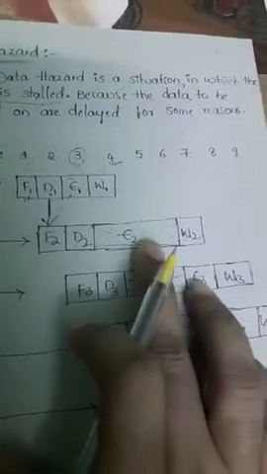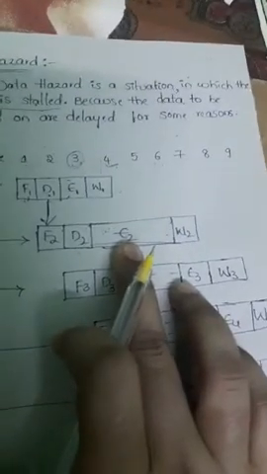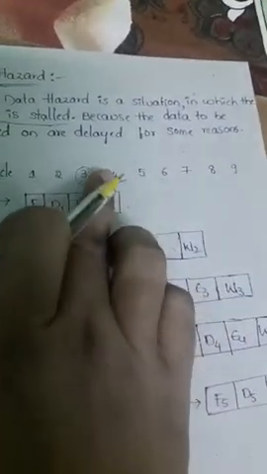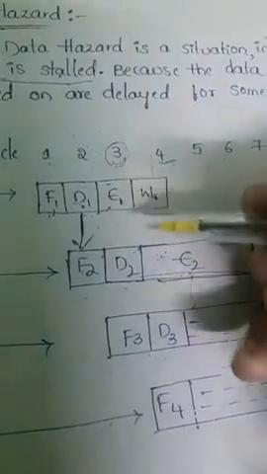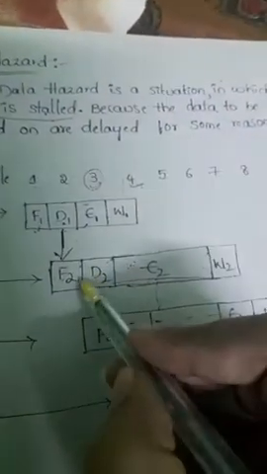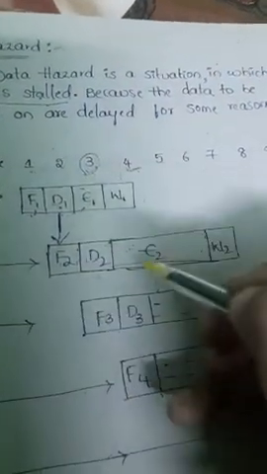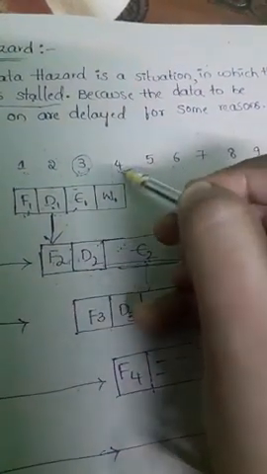Actually this E2 must be completed at the end of the 4th clock only. Just observe here, each one takes only 1 clock cycle. D2 will take the 3rd clock cycle, and E2 should also end with the 4th clock cycle, right. But here E2 will not complete in the 4th clock cycle.